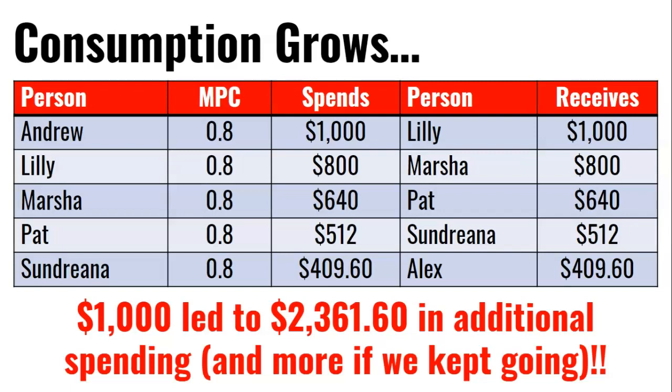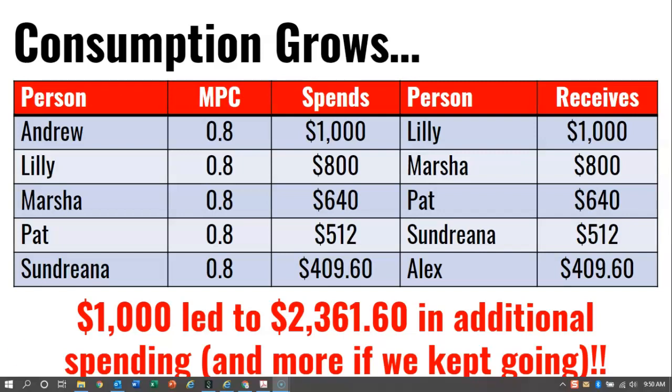We can actually calculate the final amount using the multiplier formula. We could say, given the formula, 1 over 1 minus MPC is the multiplier, we'd say 1 over 1 minus 0.8, which gets us 1 over 0.2, or 1 over 1/5. So the multiplier here is 5. So Andrew's $1,000 in spending will lead to $5,000 in total spending as it trickles down through the economy.